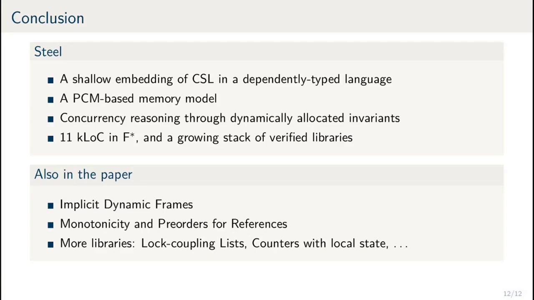During this talk, there are many details of our work that I didn't mention. First of all, our semantics are actually much more complicated to enable support for also reasoning in a style akin to implicit dynamic frames on top of separation logic. Second, we also allow reasoning on references using monotonicity and preorders. And lastly, we provide several more libraries. First of all, we provide the spin lock and fork join libraries that I mentioned, and we also model lock coupling lists as well as counters with local states using closures over SL props for the latter. If you're interested in any of these things, I invite you to go read the paper.